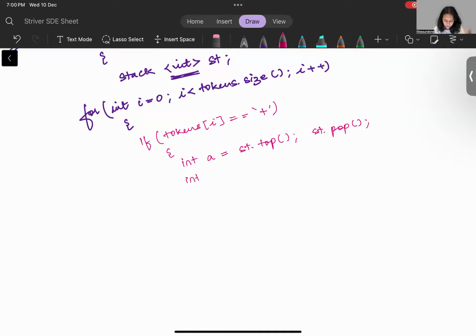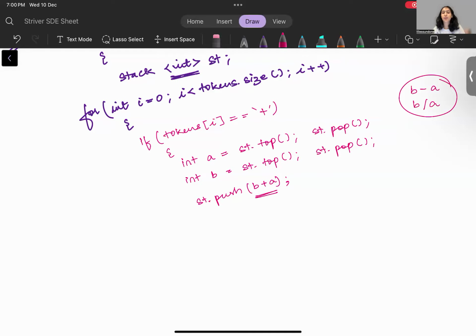Then we take integer b and then we pop it. Then we push into stack b plus a. Now, you'd be thinking, why b plus a and why not a plus b? Because it won't matter when you're doing addition, it won't matter when you're doing multiplication, but in subtraction, it is going to be b minus a, it's going to be b by a. And that is where it is going to matter.